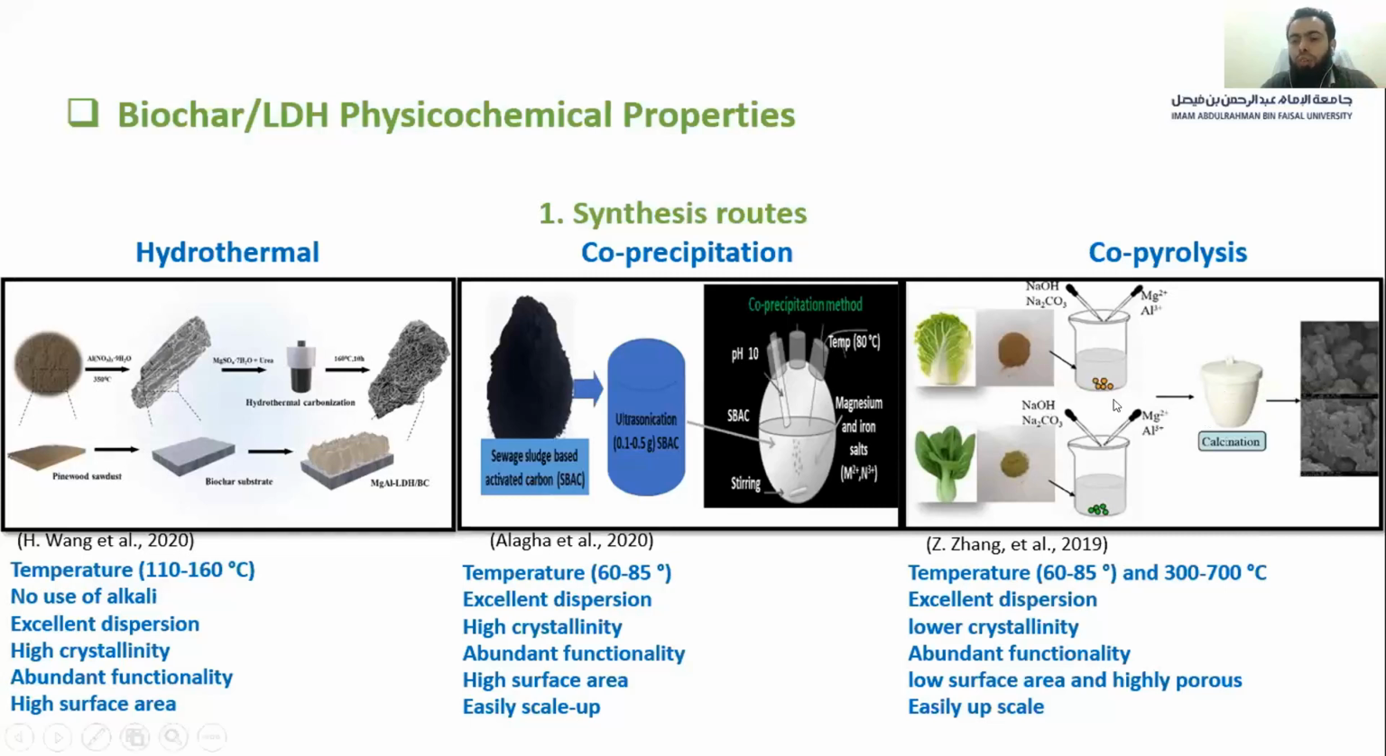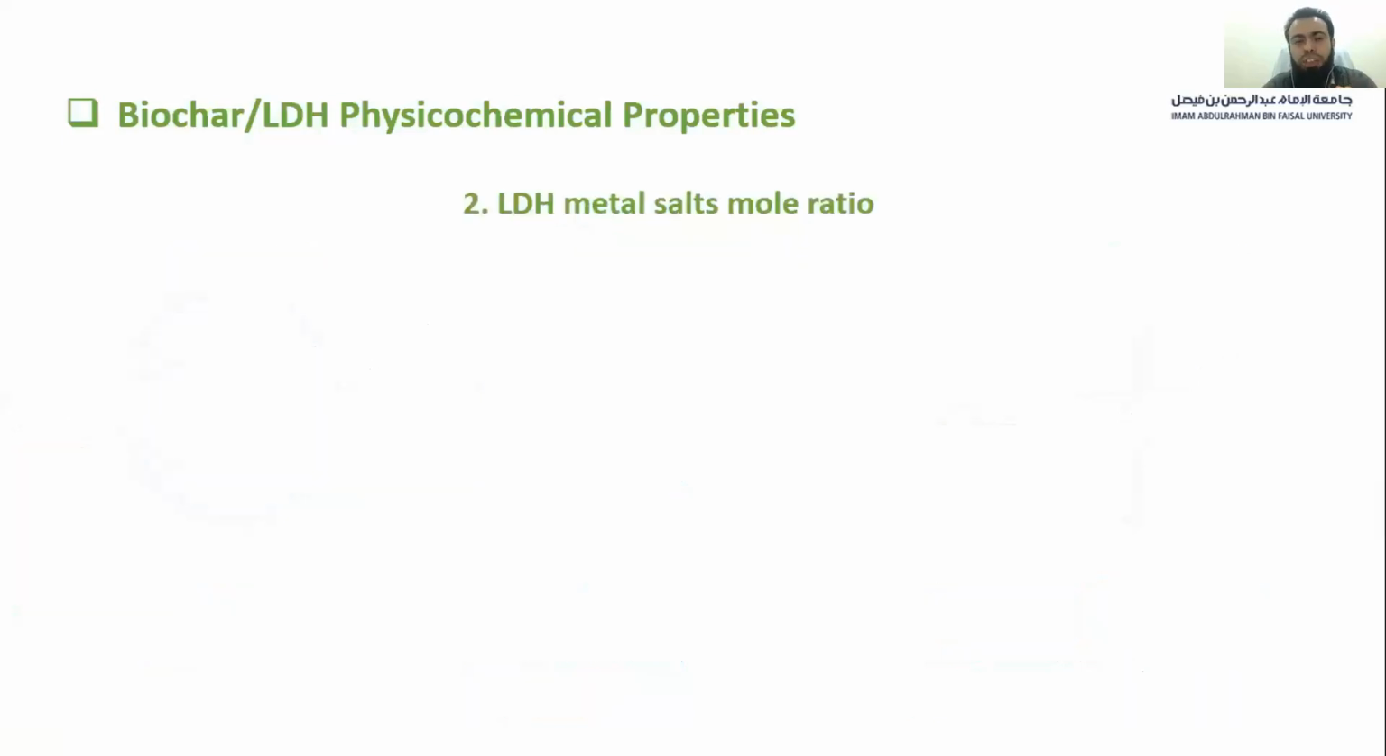What I mean by calcined is that when you pyrolyze up to 300 to 700 degrees, the structure of the metal ions and the crystallinity of the LDH breaks. So you will have more layered oxide growth on the surface. This method can also be scaled up to produce a large amount of biochar.